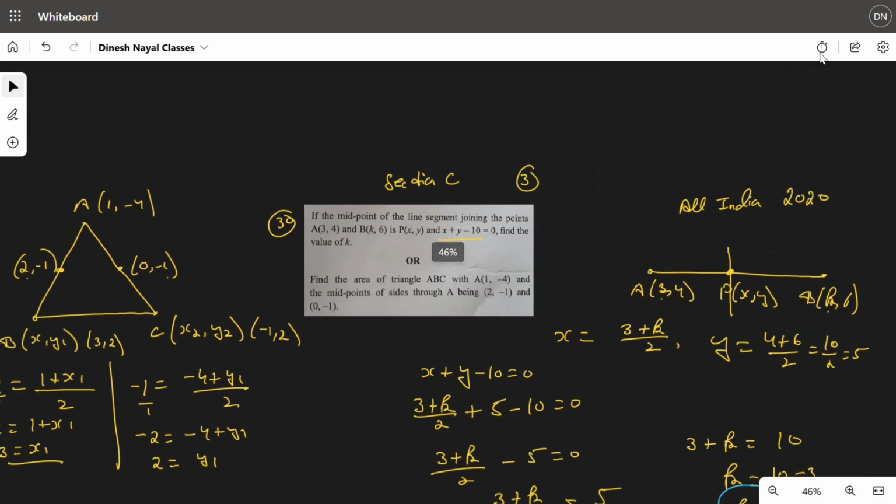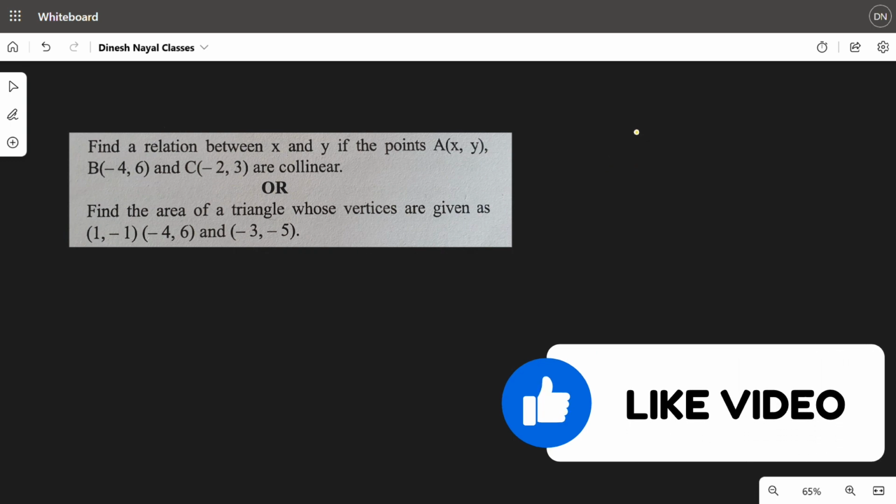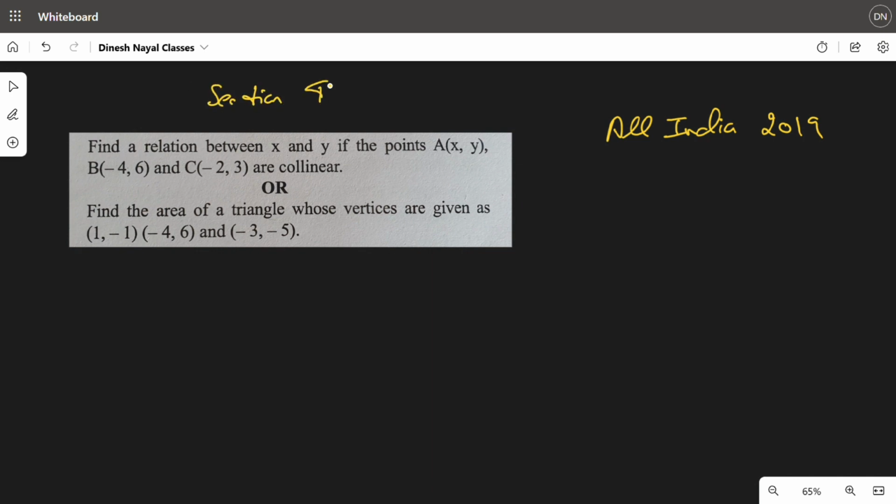Okay. So the ninth question of this class is from All India. This is actually from 2019, section B, the 2 marker, question number 8. Find the relation between x and y if the points A, B, and C are collinear.